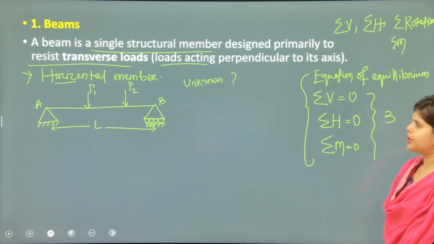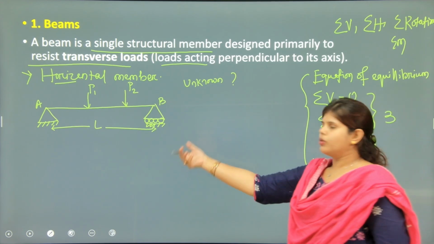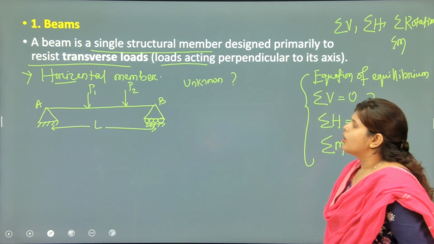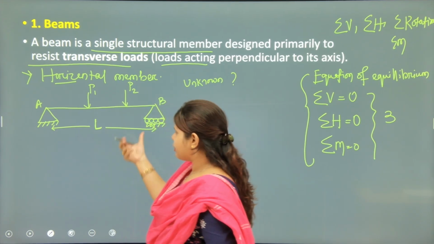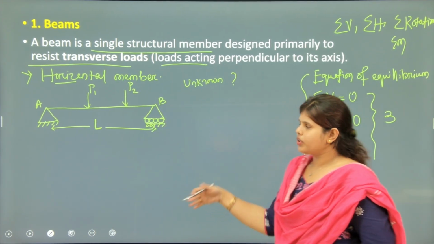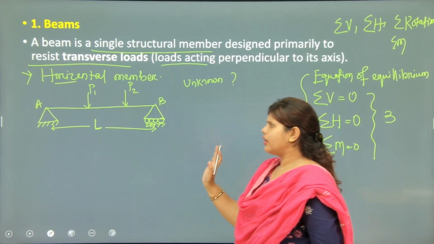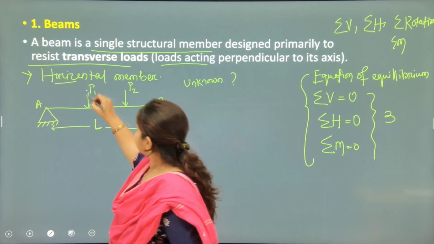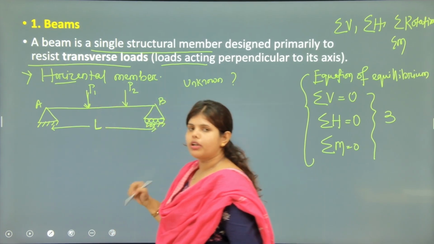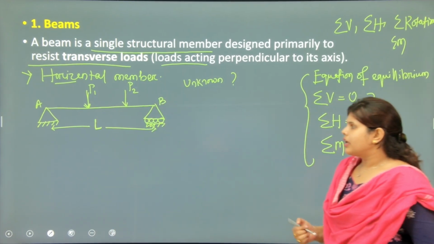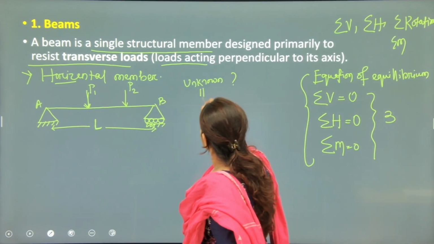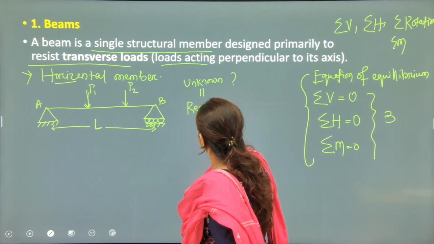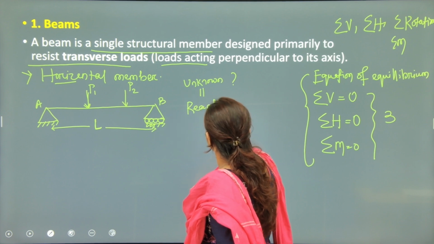So in AB beam, what is the unknown? We need to find out. Here we have the span, the beam span or the beam length as L. We can put 1, 2, 3, 4 any. And here we have the load as P1 or P2. Now what is the unknown? The unknown is nothing but your reaction.